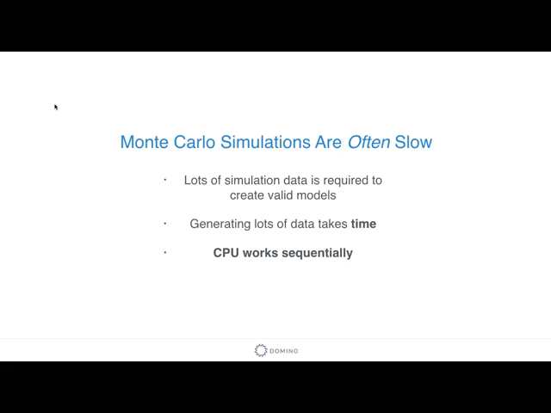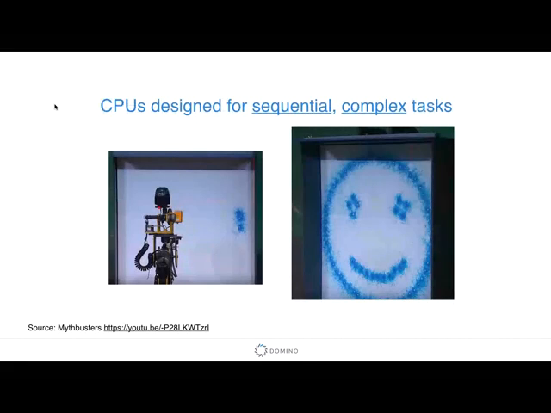Now, Monte Carlo simulations are often very slow. Lots of simulation data is required to actually validate the models themselves, and generating all the simulation data takes time. That's primarily because a CPU, which is normally what we use to do our simulations, works very sequentially, and they're designed to do that. As an example, the Mythbusters did a great job in illustrating exactly how a CPU would work.